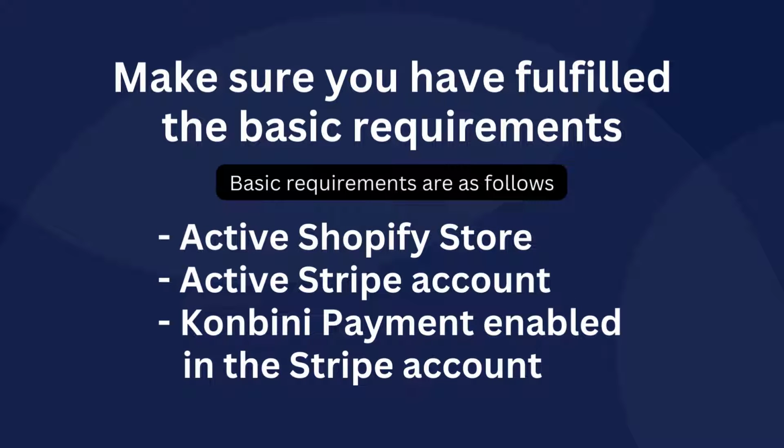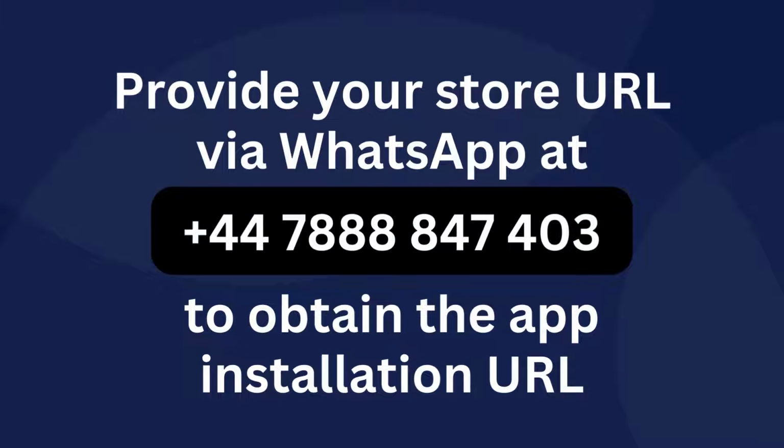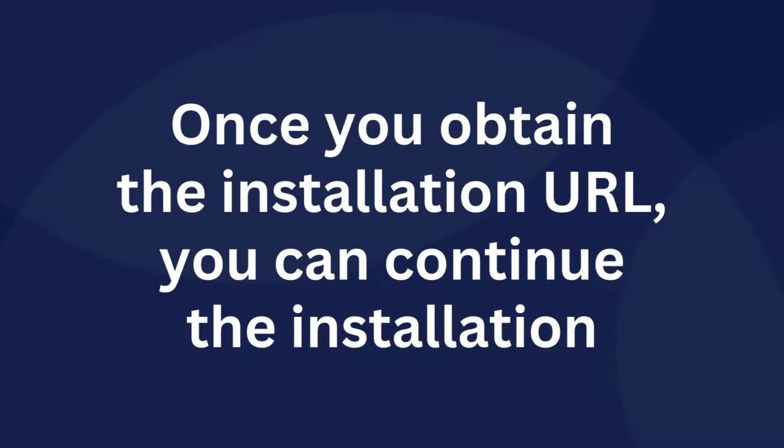Active Shopify store. Active Stripe account. Konbini Payment enabled in the Stripe account. Provide your store URL via WhatsApp to obtain the app installation URL. Once you obtain the installation URL, you can continue the installation.